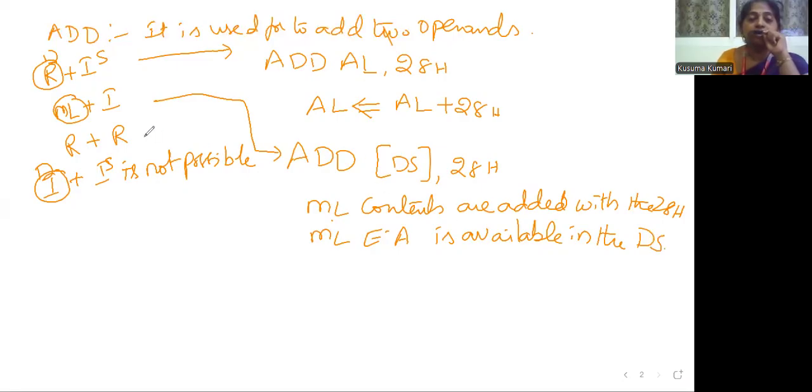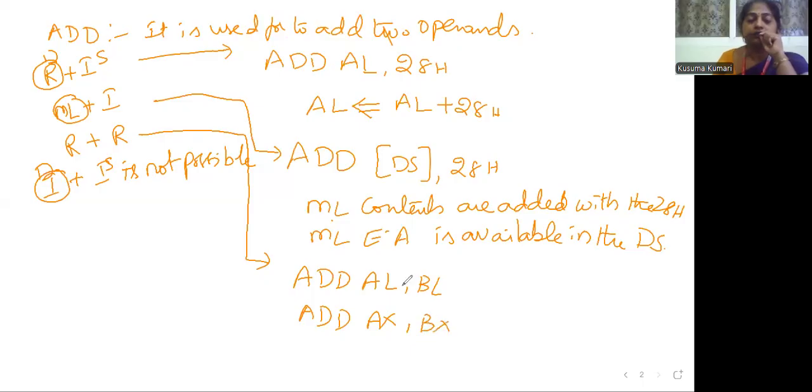And similarly, register plus register means simply ADD AL, BL or ADD AX, BX. This is 8-bit addition, and this is 16-bit addition, and the result is stored in the destination register.